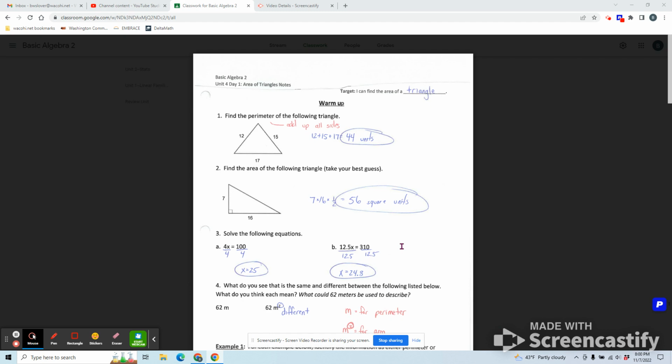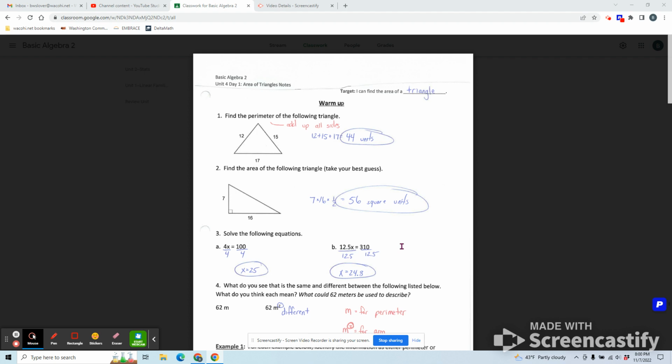So our warm-up is getting us ready to think about area in general and just about a triangle. Number one is asking you to find the perimeter of the following triangle. As I said earlier, a triangle has three sides, so we're going to add up all of those sides. We get 44 units.